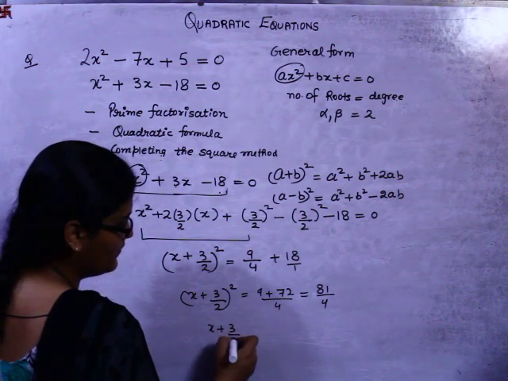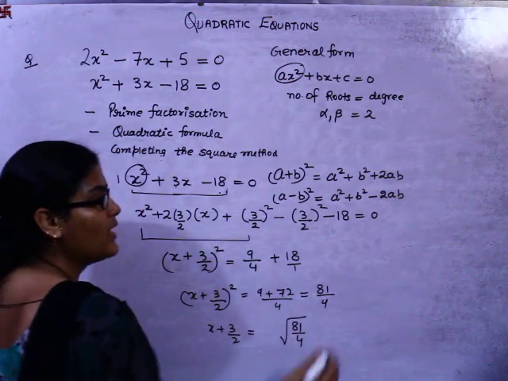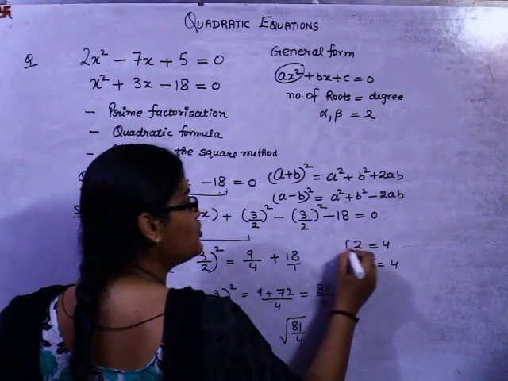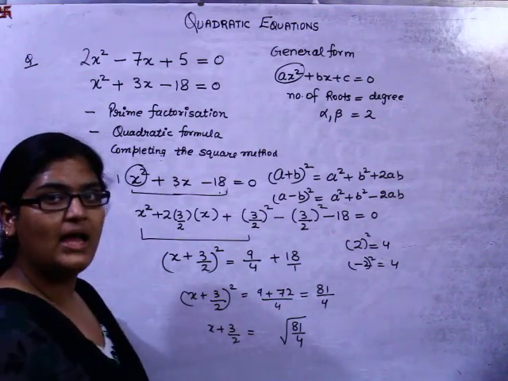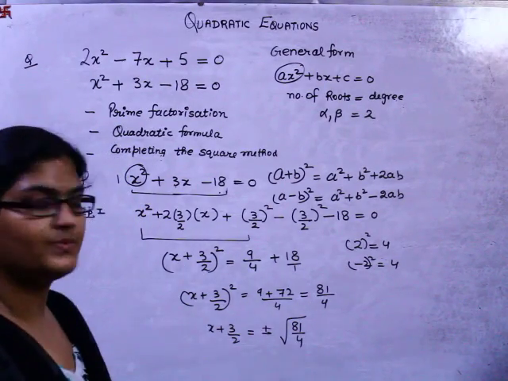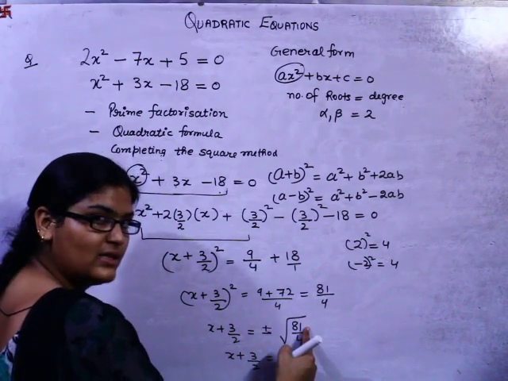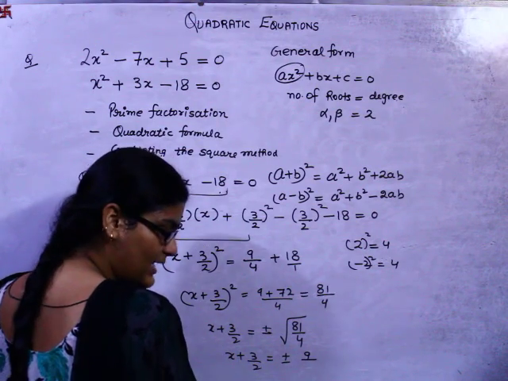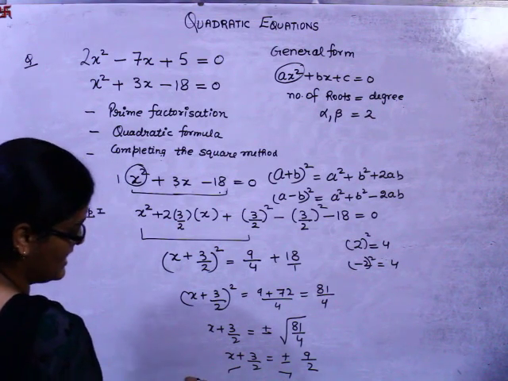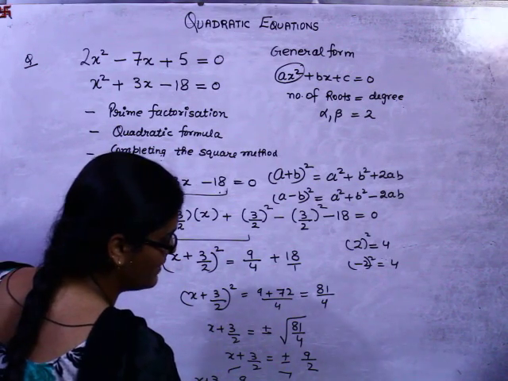x plus 3 by 2, taking this square to the right hand side, this becomes a square root, and as you know, the square of 2 is also 4 and the square of minus 2 is also 4. So on solving any square and taking it to the right hand side to make it a square root, you have to apply both plus and minus sign. So this becomes x plus 3 by 2, on solving the roots you get 81. The square root of 81 is 9 and the square root of 4 is 2. So what you get? There are two cases of this answer, x plus 3 by 2 is plus 9 by 2 and x plus 3 by 2 is minus 9 by 2.